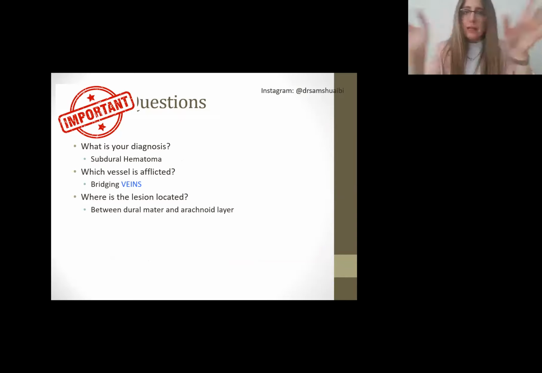They'll put the CT and tell you which vessel. They expect you to know what hematoma we're dealing with. Is it subdural, epidural? And then they'll expect you to answer the vessel. And then where is the location?